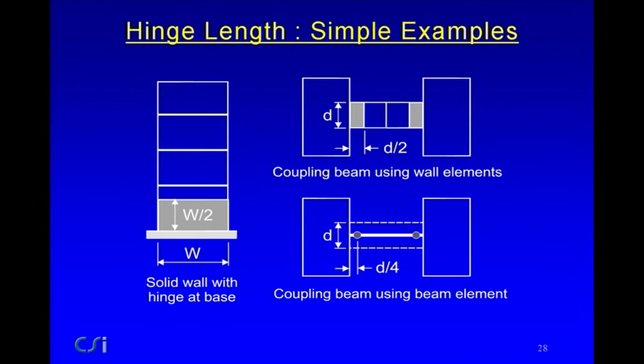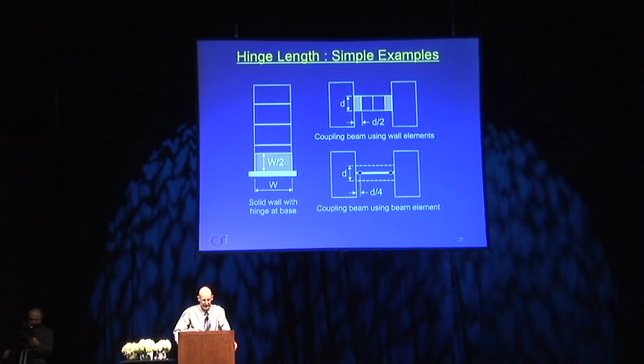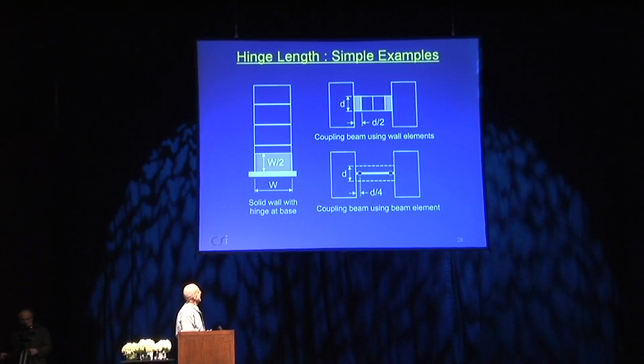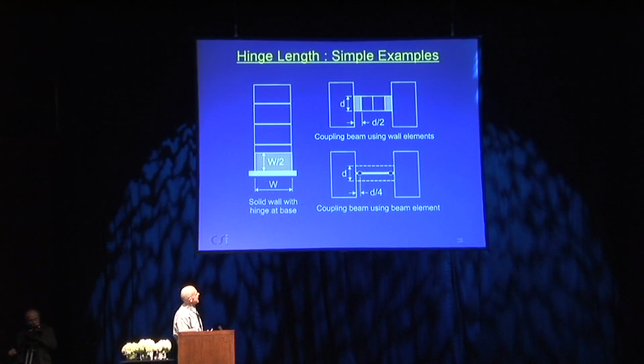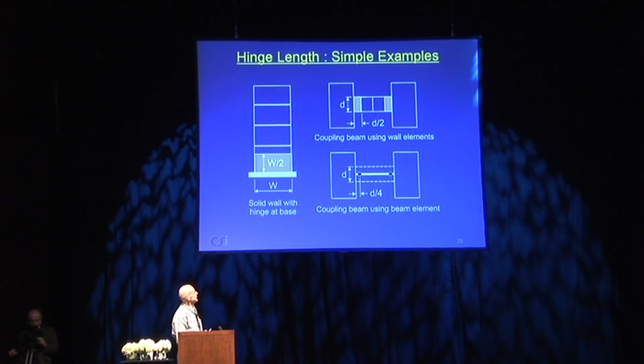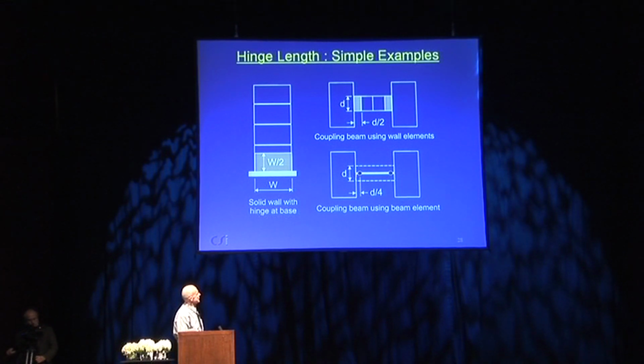Okay, what might this mean? There's some simple examples for the hinge or the plastic zone length. If you have a solid wall where a hinge forms at the base, then you would have an element which is 1/2 the width, and you might have to have some other element to take you up to the story height. If you have a coupling beam using wall elements, these might be 1/2 the depth, and these ones might just fill in the difference. And if you use a beam element, and it's governed by bending, you might choose to put the hinges at d/4 out from the column face rather than right at the column face. And it would be equivalent to using a plastic zone of 1/2 of the wall depth.